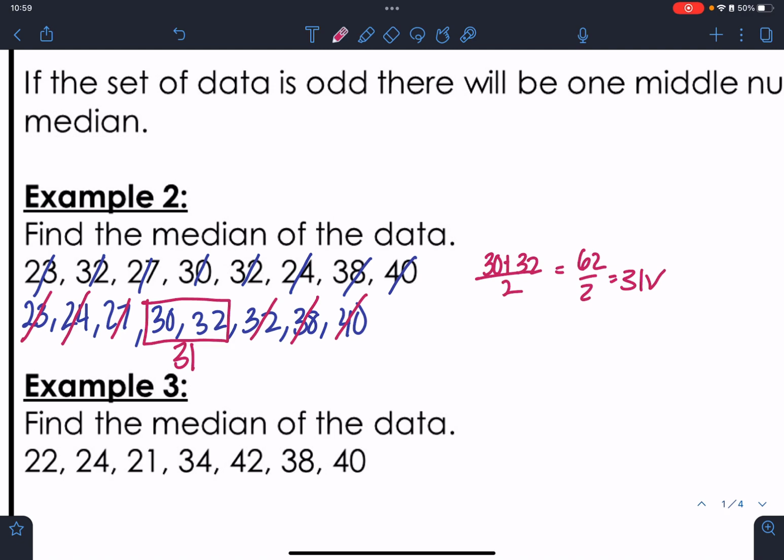Okay, so that's the example if you have an even number in your list. If you have an even number of numbers, you're going to have to look at the two middle numbers and then find the middle of those. But let's look at example 3.